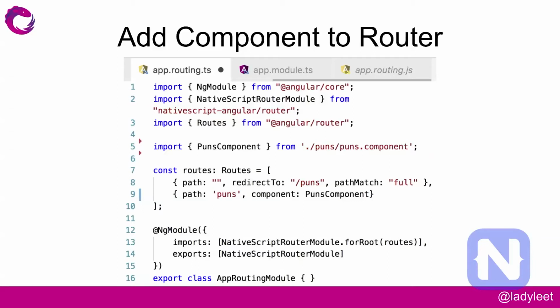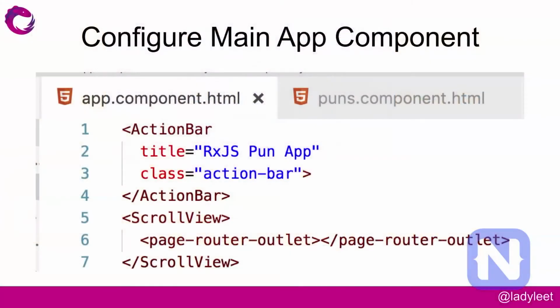And I love the router because it's just like the Angular router, so I felt right at home. All I did here was import the component, specify the route, and then change the default path. So the main app component, before I got started with anything, I just configured the main app component.